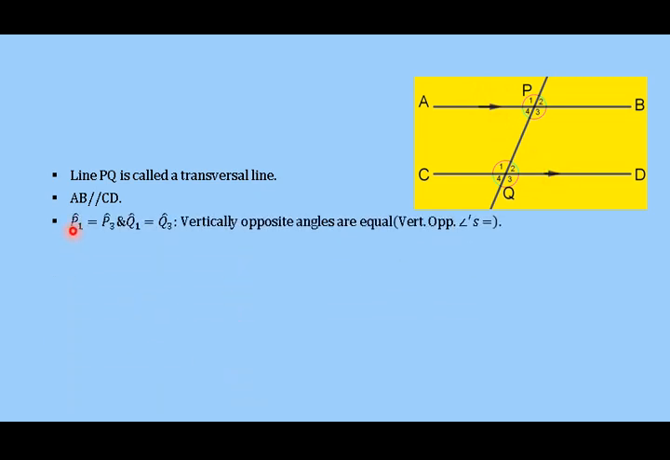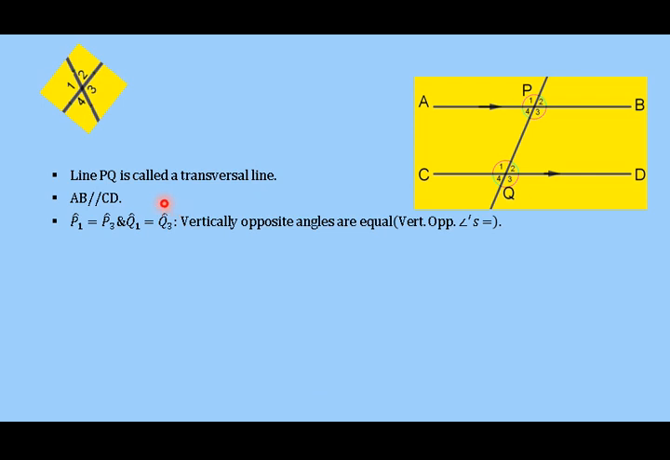And then angle P1 is equal to angle P3, and angle Q1 is equal to angle Q3. These are the vertically opposite angles. What you must know is that vertically opposite angles are equal. They are marked in red. These two are equal vertically opposite angles. Here Q1 and Q3 are equal. Even Q2 and Q4 are equal, and even P2 and P4 are equal.